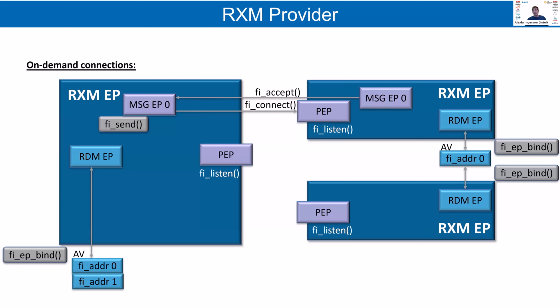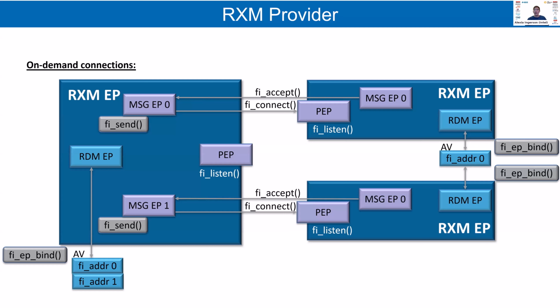So at this point, we only have one connection, and it's not until a second send for a second peer that the whole process will get triggered again. And that will create another connection to that second peer. So if your whole application involves thousands of ranks communicating with each other, RXM is only going to initialize those connections that are required in your communication pattern, and it will do it without your knowledge, so you don't have to do anything to manage them.